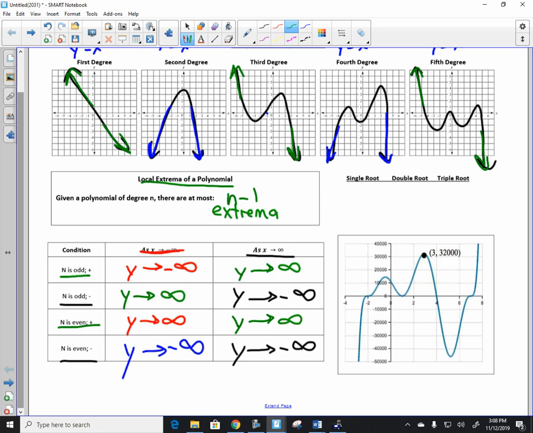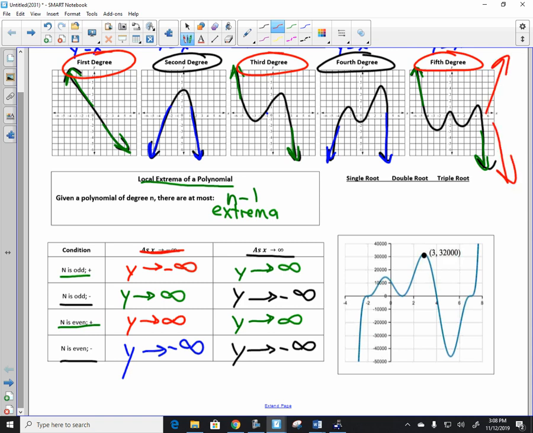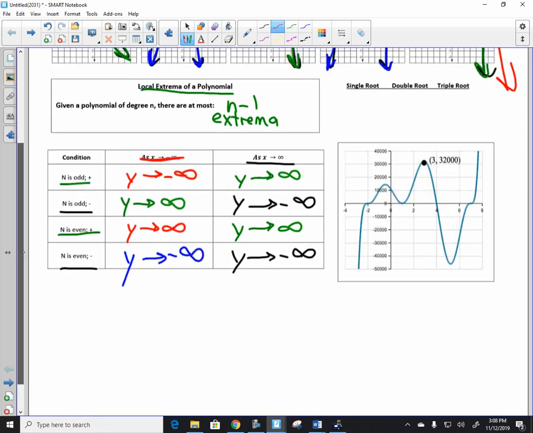Now, you don't have to memorize this chart. The important thing to remember is this. If they're even, they start and finish in the same direction. If they're odd, they start and finish in opposite directions. If they're positive, they finish up. If they're negative, they finish down. Simple as that, okay? So we'll do some practice here in a little bit. You guys will get it. There's just a little bit of that thought.